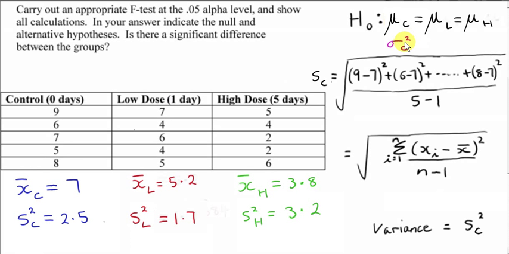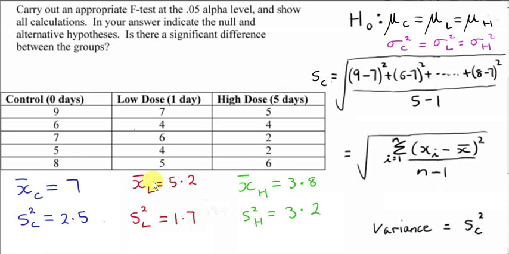So sigma c squared is the variance of the population that the control group comes from. So this is one of the assumptions of the f-test. And also that the three populations are normally distributed.